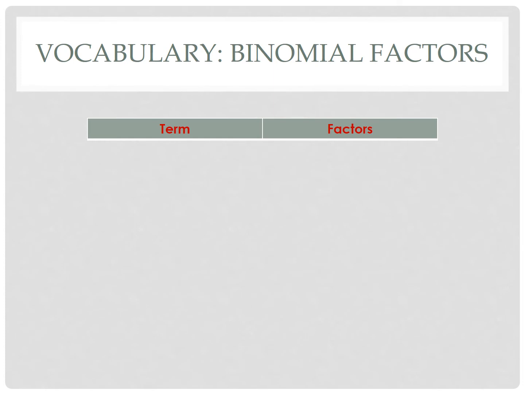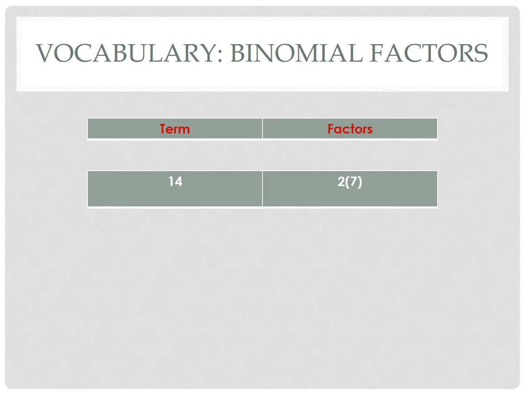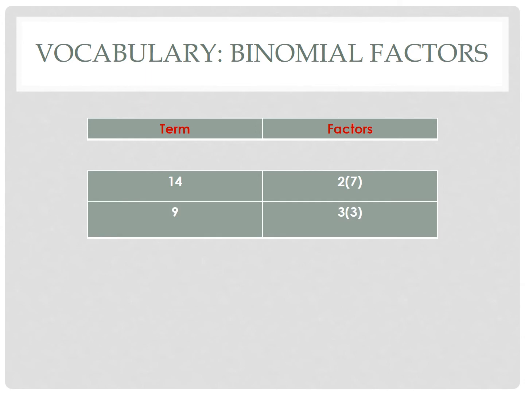We also want to keep in mind that when we're factoring trinomials, polynomials with 3 terms, we anticipate binomial factors being our result in many cases. Not in all, but in many cases we will have binomial factors. So let's talk about factors. Here's a term 14, and it has factors of 2 and 7. Here's a term 9. It has factors of 3 times 3. 2 numbers that have been multiplied to make 9 would be 3 times 3.